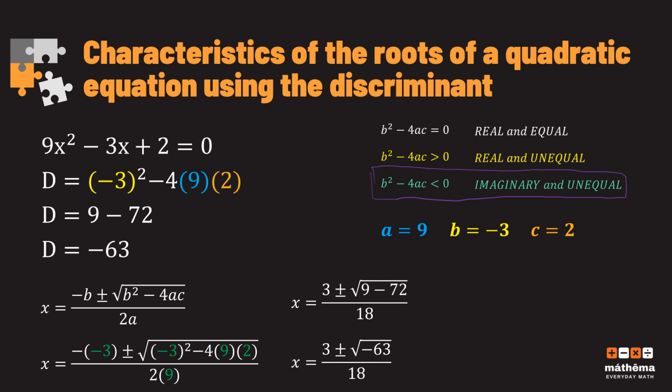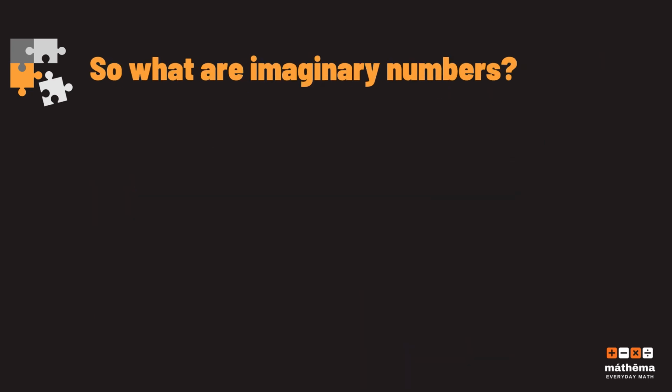If you notice here, we actually have a negative square root. If we use our calculator to find the value of the square root of negative 63, it will give us an error. This is an example of imaginary numbers. So from this, what are imaginary numbers?